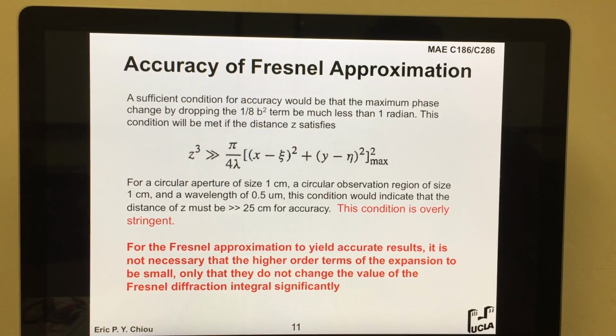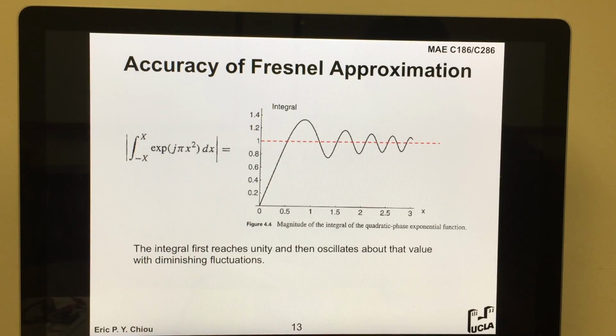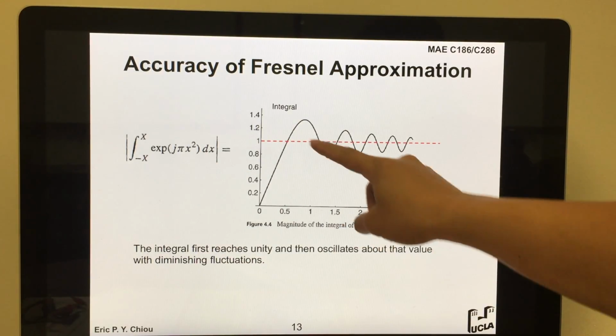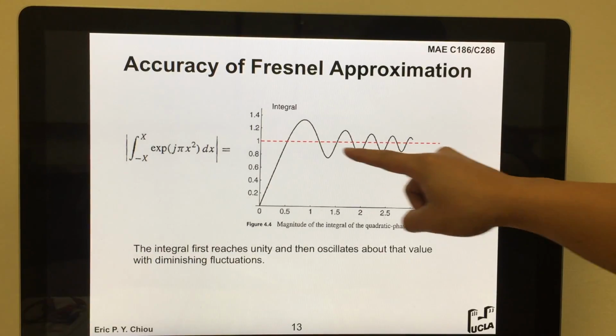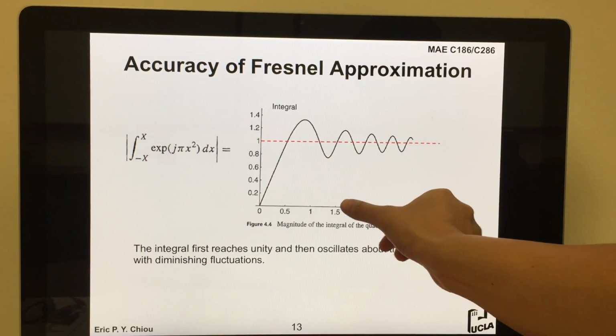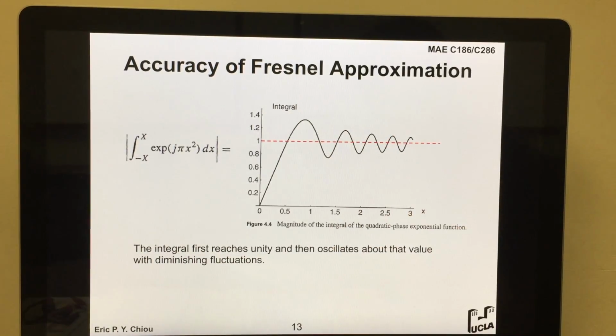Okay, so how could that happen? This is related to the nature of the integral of this exponential term itself. It tells us that when this x becomes very large, the integral converges very fast, which means that for large x, it doesn't really contribute to your final value at all.